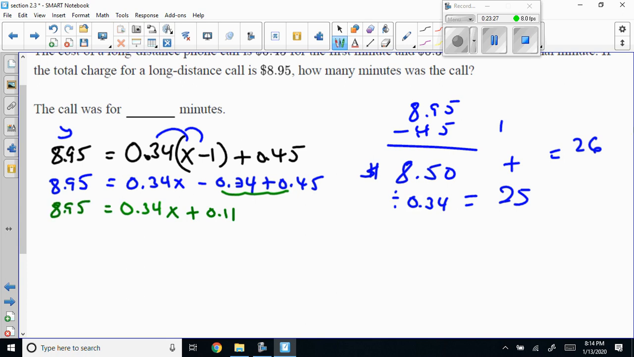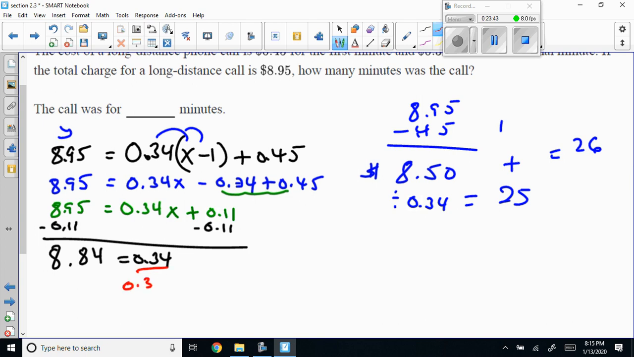So what I gotta do with that 11? I gotta subtract that 11 cents, right? So I get $8 and what? 84? Correct? 11 plus, that's 95. And if I divide both sides by 0.34, ladies and gentlemen, tell me what I get. Oh, that's x. What I get? X equals what? How much?